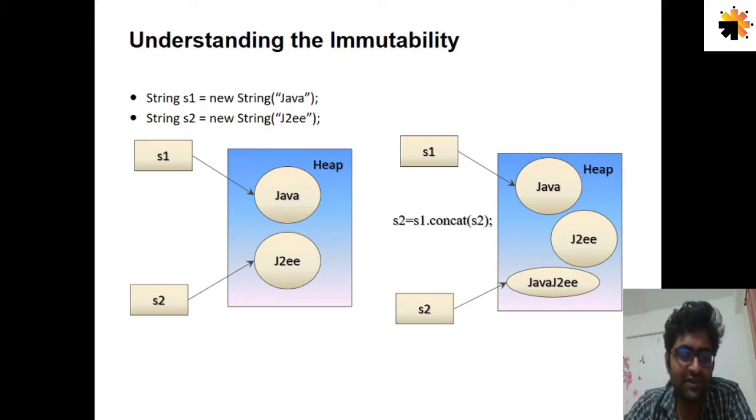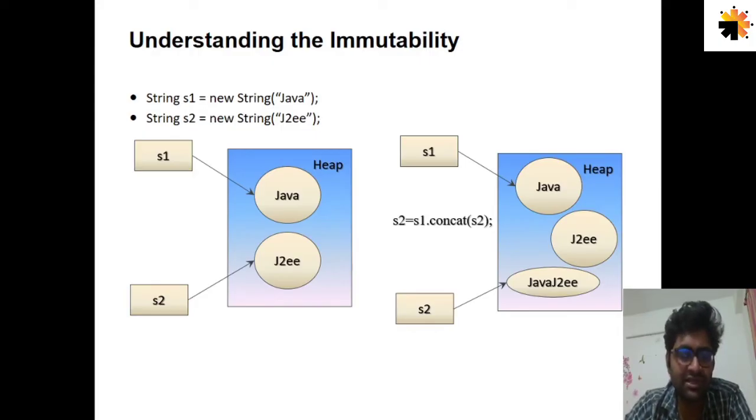If I perform s1.concat(s2), s2 holds j2ee, so it gets appended to s1, which is Java. So Java and j2ee, the final string will become Java j2ee. Now if you notice in the heap memory, in the second diagram, we can see that there are two objects, total three objects we have.